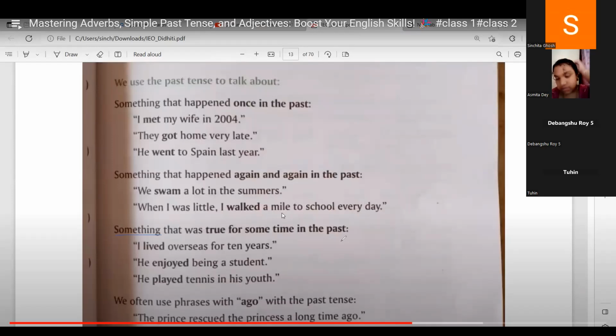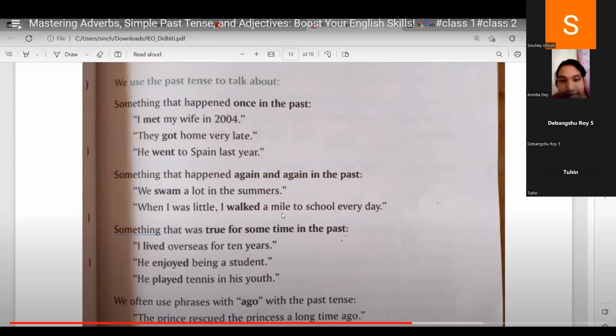He enjoyed being a student. So now he is no more a student. He may have grown up. So he enjoyed being a student. And the third is he played tennis in his youth. So the third thing is he played tennis in his youth. Is it clear to all of you, Ashmita, Debangshu and Tuhin?